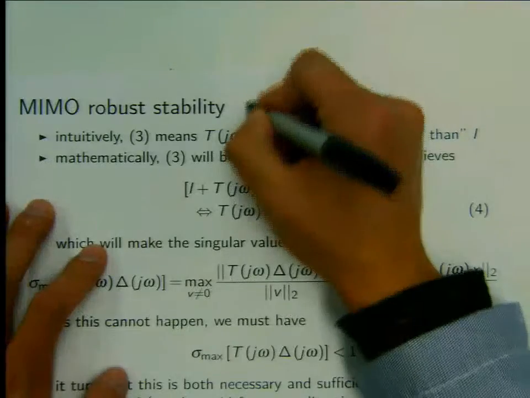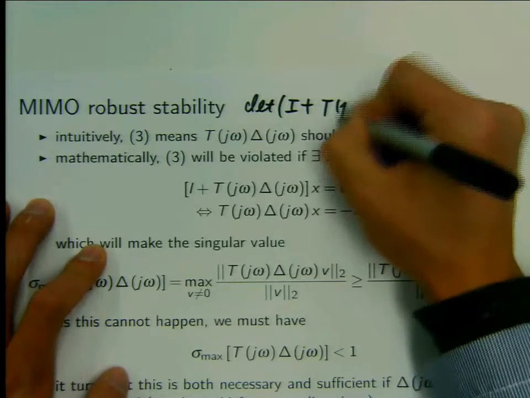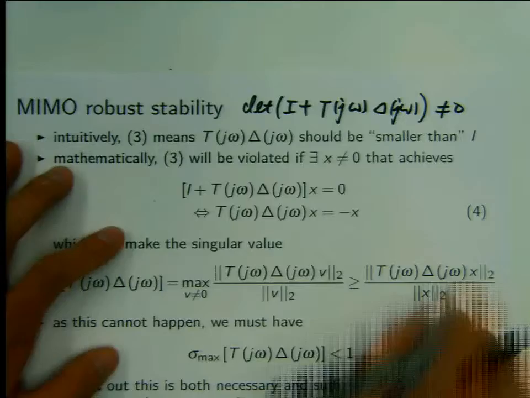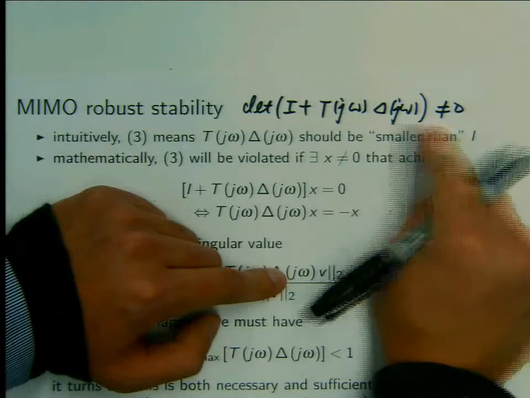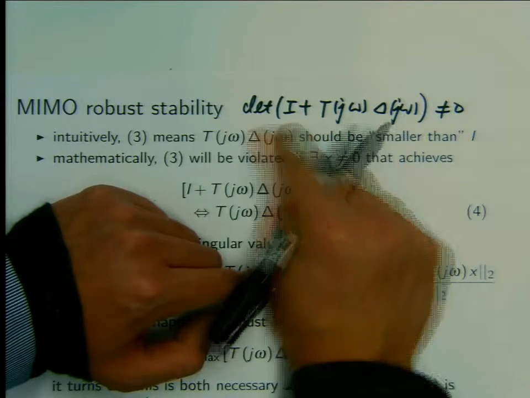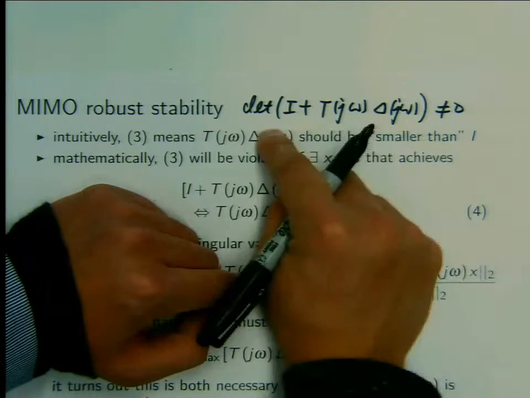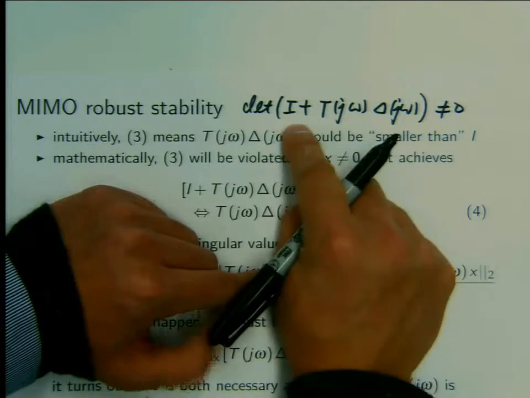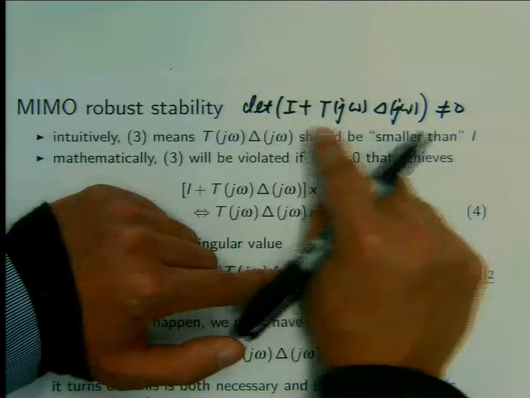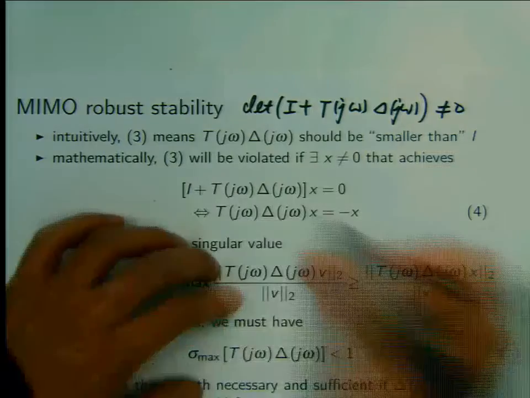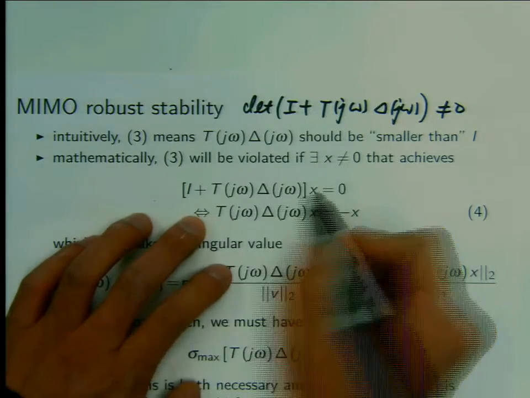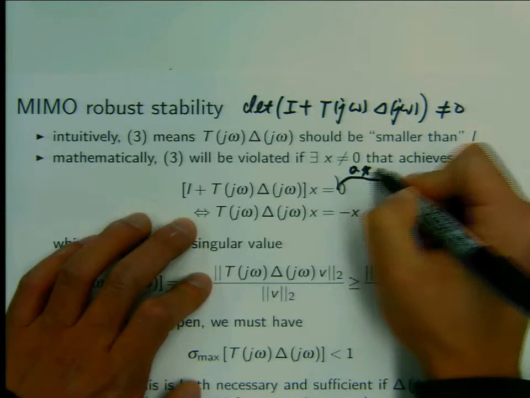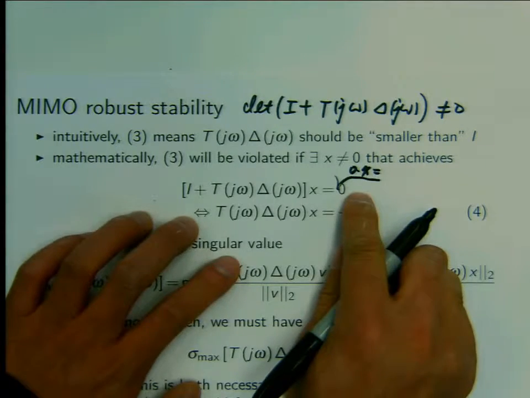Okay, so mathematically, I better rewrite it again. The determinant of I plus T(jω) Δ(jω) is nonzero. So this is a desired situation. Under what condition will this be violated? The determinant of a matrix is the product of its eigenvalues. So this condition will be violated if one of the eigenvalues of this matrix is 0. Okay? So that simply means there exists some eigenvector x such that I plus this times x equals 0 times x equals 0. So one of the eigenvalues is at origin.